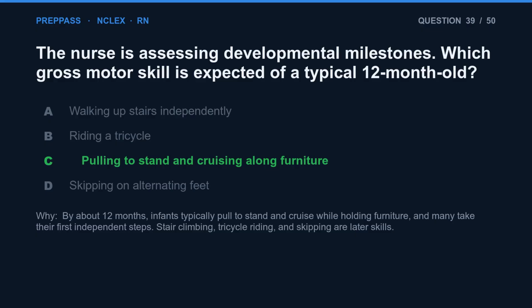The correct answer is C. By about 12 months, infants typically pull to stand and cruise while holding furniture, and many take their first independent steps. Stair climbing, tricycle riding, and skipping are later skills.